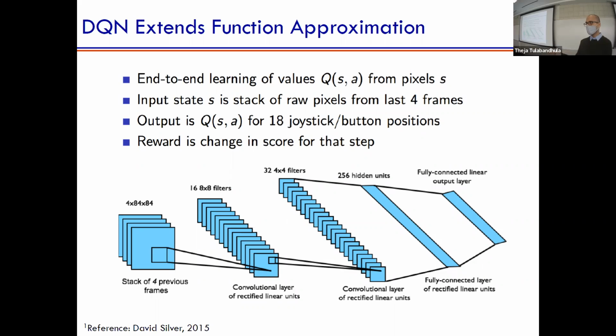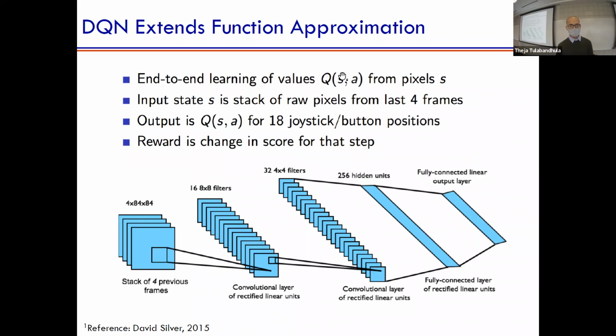Remember, there's an explore exploit step. So with some probability you will do that, and with some other probability you'll pick a random joystick action. And the reward is the change in score for that step. So you get the screen, and you look at a particular area where the score is being displayed. Every time you get a new set of these frames, you see whether the score changes or not, and whether the game ended or not. That's the reward that you can see.